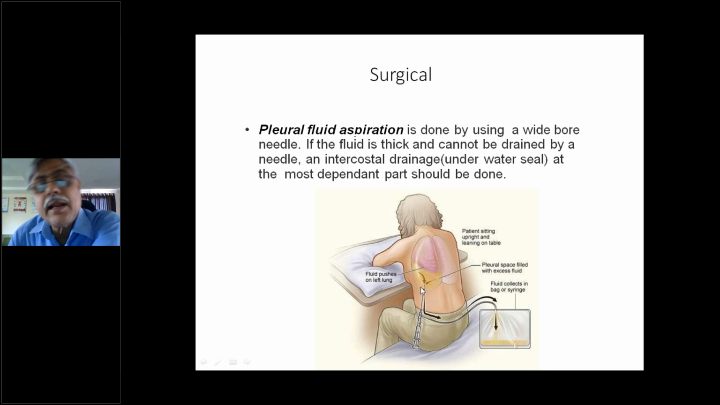Where will you put the needle? Above the rib or below the rib? In the intercostal spaces, where will you put the needle? Above the rib or below the rib? Above the rib. Why?